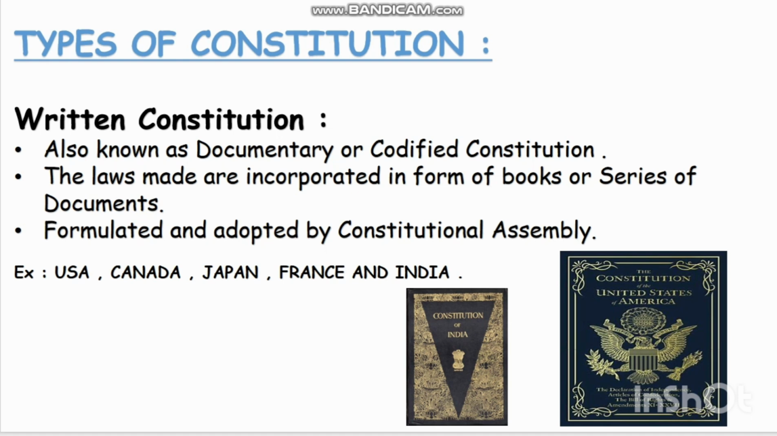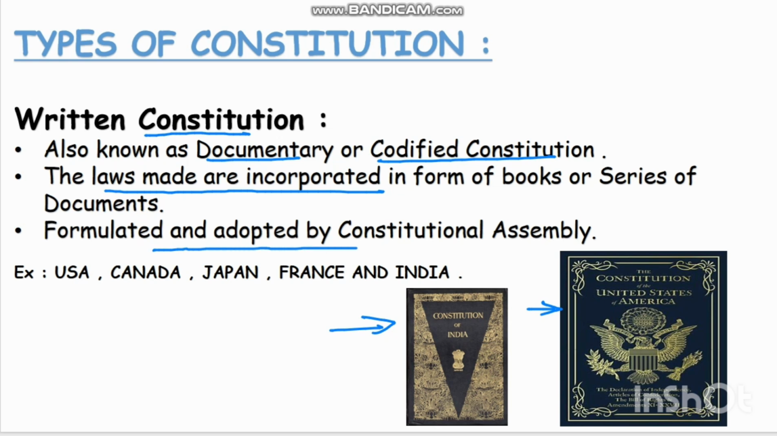There are two types of constitution. The written constitution, also known as documentary or codified constitution. The laws made are incorporated in the form of a book or series of documents formulated and adopted by the constituent assembly, which means all the laws from the creation of the constitution until now will be placed in a book or in a series of documents combined together.